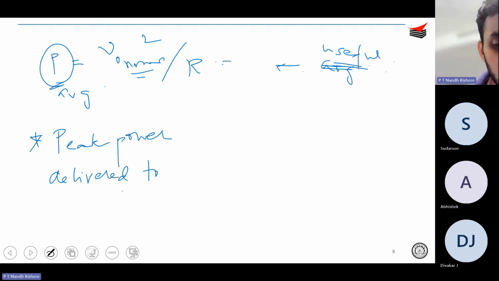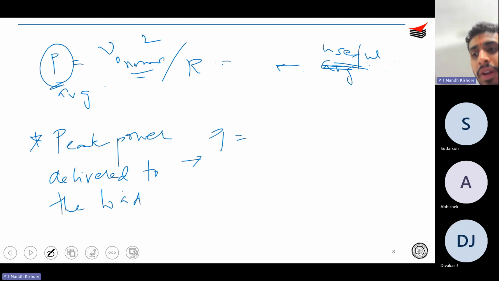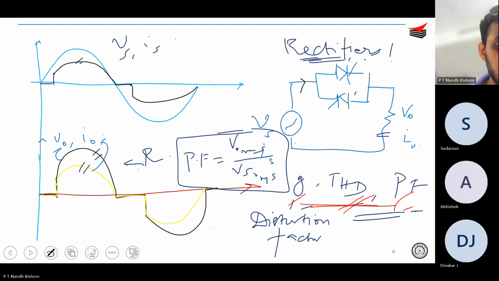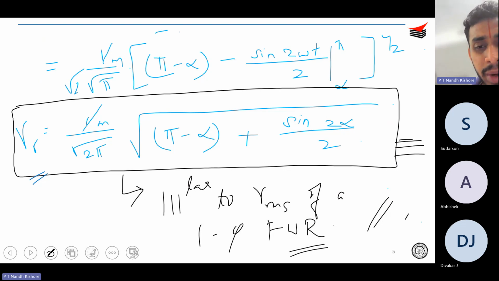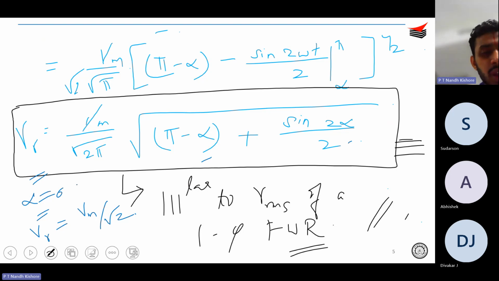peak power delivered to the load, how do you find it? Power is still going to be V naught RMS square over R, as you saw. So for the peak power, when is your V naught RMS maximum? Over here, V naught RMS is maximum at alpha equal to 0, right? At alpha equal to 0, your V RMS is going to be Vm by root 2, correct? And this is the maximum value of RMS voltage that you can get.